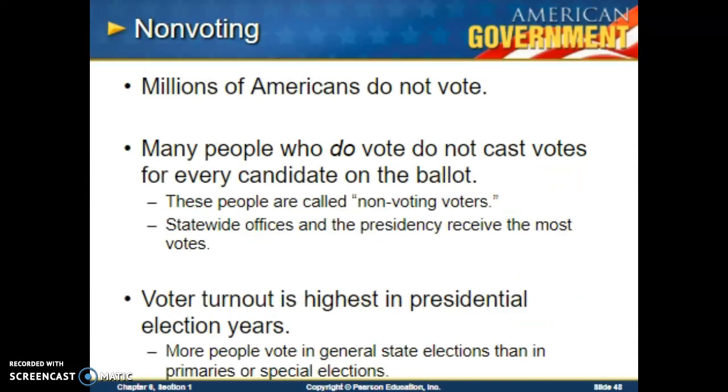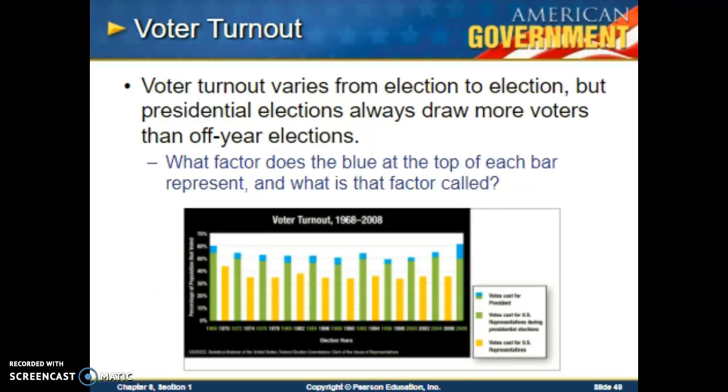Non-voting. So millions of Americans do not vote. Specifically, our younger generation tends to not vote. Many people who do not vote did not cast votes for every candidate on the ballot. People who do vote do not cast votes for every candidate on the ballot. These people are called non-voting voters. Statewide offices in the presidency receive the most votes. Voter turnout is highest in presidential election years. More people vote in general state elections than in primaries or special elections. Voter turnout varies from election to election, but presidential elections always draw more voters than off-year elections.